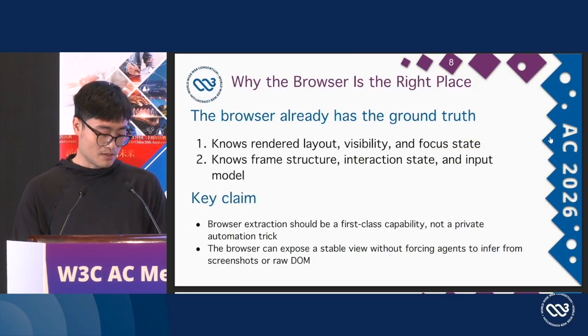So WebMCP is the cooperative layer. The next question is, what happens when that layer is absent? Many pages will still expose no explicit capability to agents. In those cases, the browser is the only layer that already has the ground truth about the page.